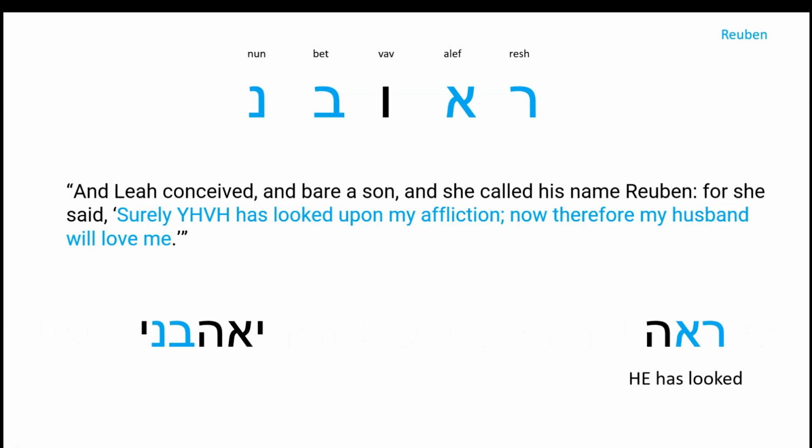This first word with the resh aleph means he has looked. The he is Yohe-Vohe in this case, and the second word means he will love me, speaking of Jacob here. Now I know from studying Hebrew that the letter Vav just means and. So what this name could mean is just he has looked and he will love me, which seems to match up to what Leah said her son's name means.